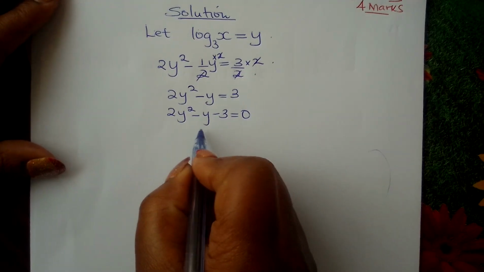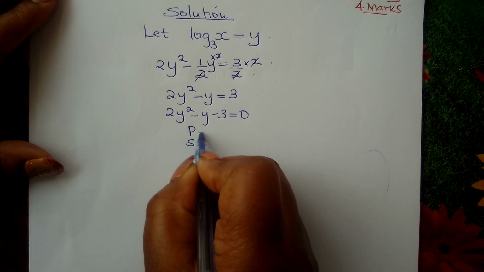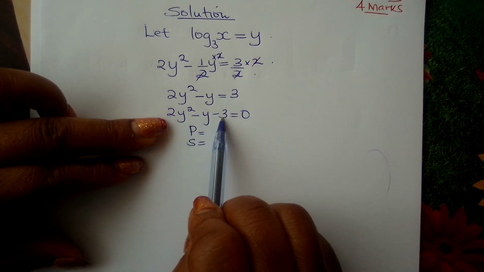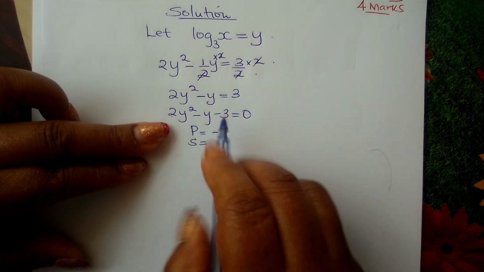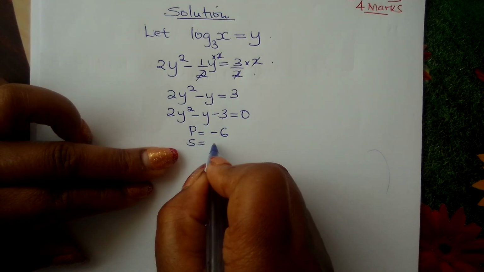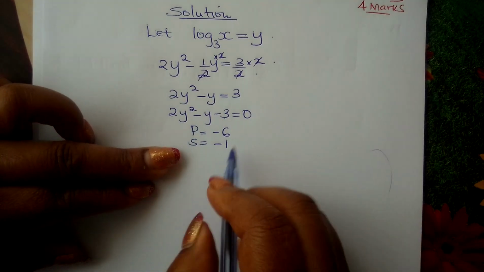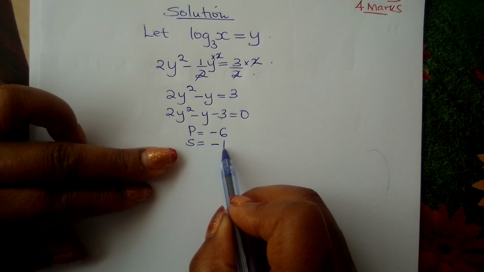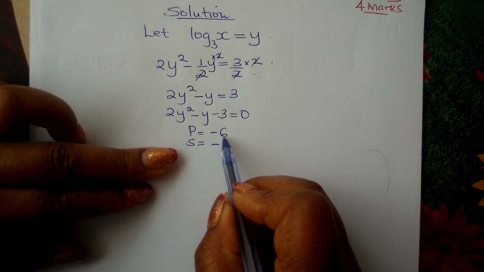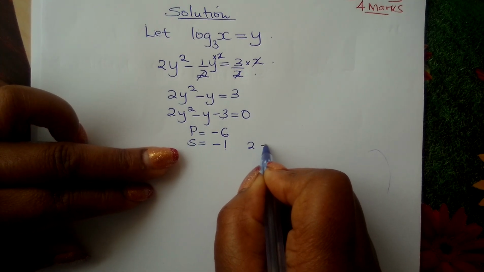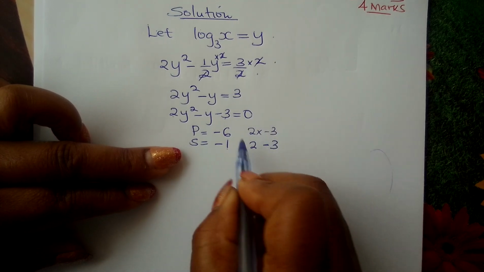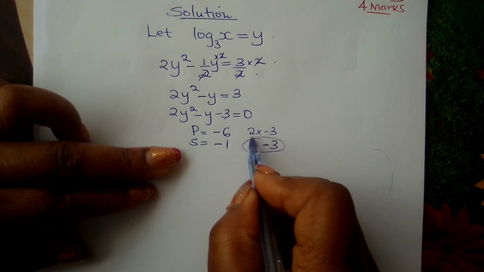So we work it out, we factorize it. So what is the product? What is the sum? The product of this quadratic equation is this times this, which gives you minus 6. And our sum, we normally take the coefficient of y, which is minus 1. Which are the two numbers that you add to get negative 1 and you multiply to get negative 6? The numbers are 2 and negative 3. 2 times negative 3 will give you negative 6.